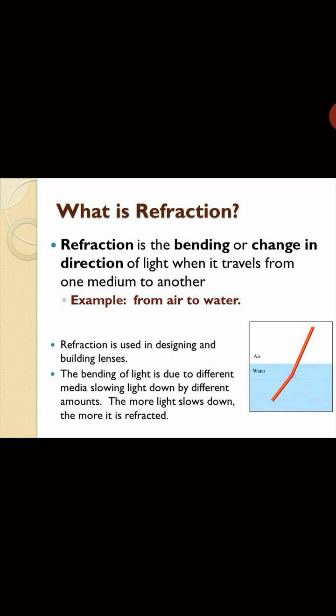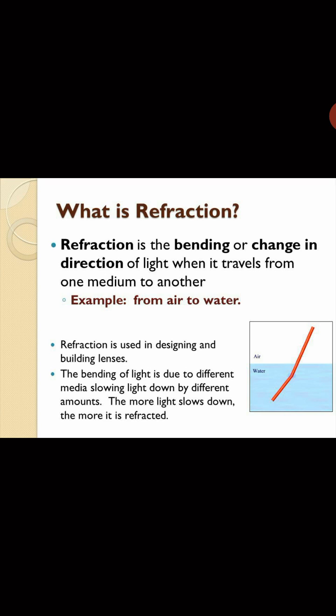You can see in the image that the light rays are passing from the air. So air is medium 1 and it is going into medium 2. Medium 2 here is water. So what is happening to that red light? The red line is representing the light ray.